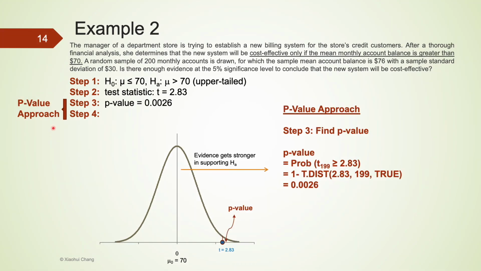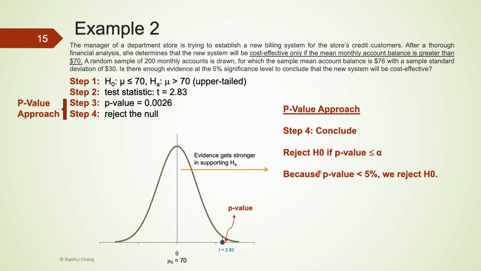Let's solve this problem using the p-value approach. In step 3, the p-value for an upper tailed test is the area to the right of the test statistic, which we just found to be 2.83. Using the Excel t.dist function, we were able to find the p-value is about 0.0026.